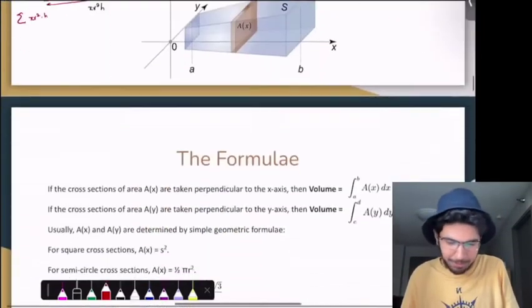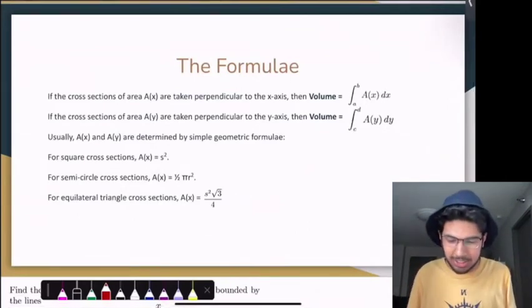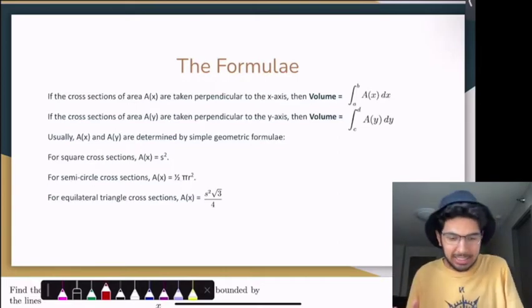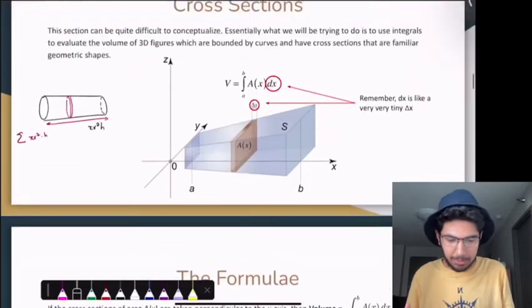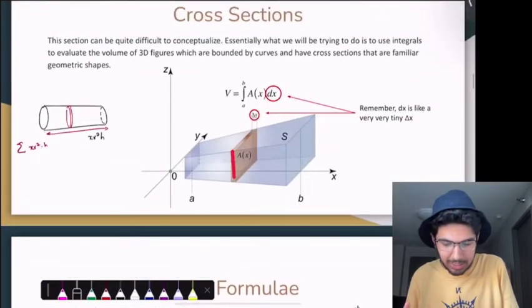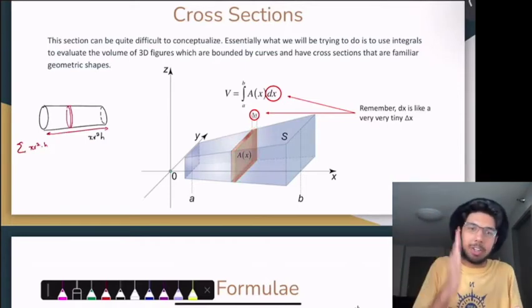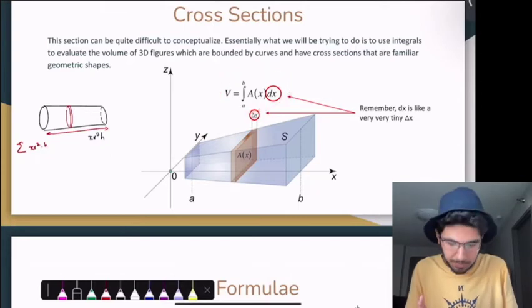Let's do it. But first, let's look at the formula. So if the cross sections of area A of x are taken perpendicular to the x-axis, then the volume is given by this equation here. So if we go back up here, these cross sections were taken perpendicular to the x-axis. We were slicing down on the x-axis, so we used this equation here.